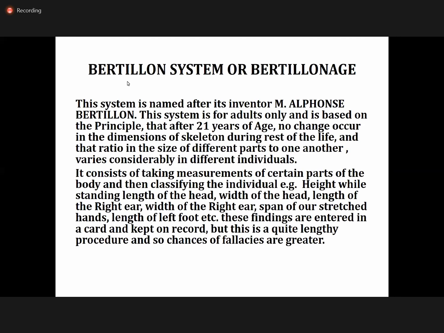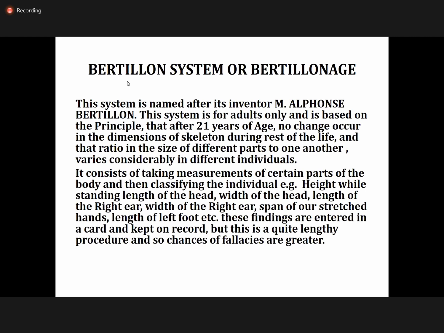Now, the drawbacks of this system. The advantage is that it is applicable to persons above 21 years of age, so when you get a person of 21, you apply this system. But you require a trained person and instruments. It is a very lengthy and time-consuming procedure, so the chances of error are greater. Nowadays, identification is by the fingerprint system, which is far more superior to this. The only things which have stayed as a rule now are two measurements we still take. Otherwise, most of the things are skipped, and it's just a matter of knowledge that it was being used.